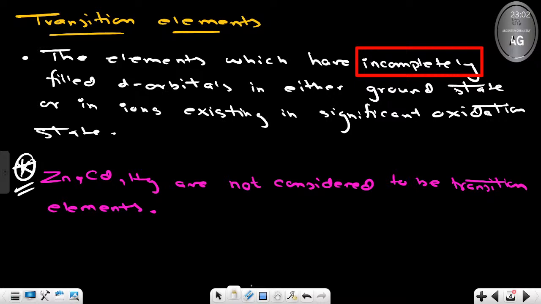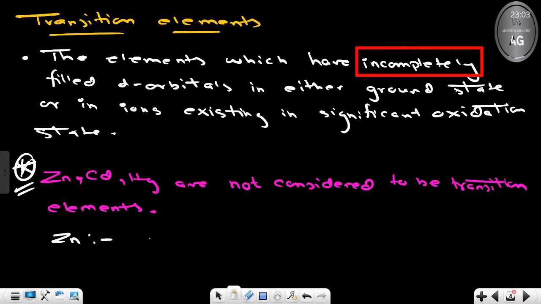Clear? Understood? Copper does not have incompletely filled d orbitals in the ground state, but Cu2+ does, because one electron will go from s and one from d, so 3d9 will result. That is why copper is a transition element, but zinc is not a transition element, because whether you go for zinc or Zn2+, it does not matter. Both of them do not have any unpaired electrons.